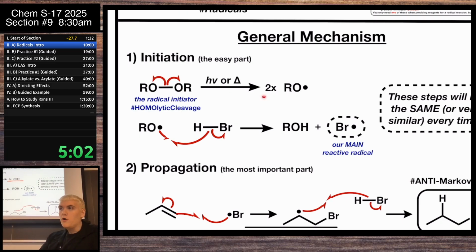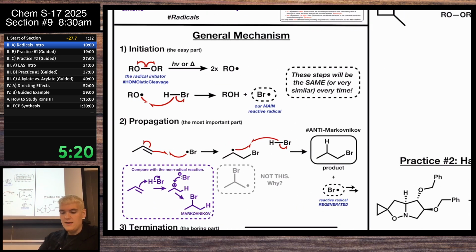And then you get 2 RO dots. Then RO dot interacts with HBr. It is going to grab or abstract a proton and make this into just an alcohol. And then we get RO dot, which is our main initiator for the reaction. So phase 1, again, of radical reactions, always the same.